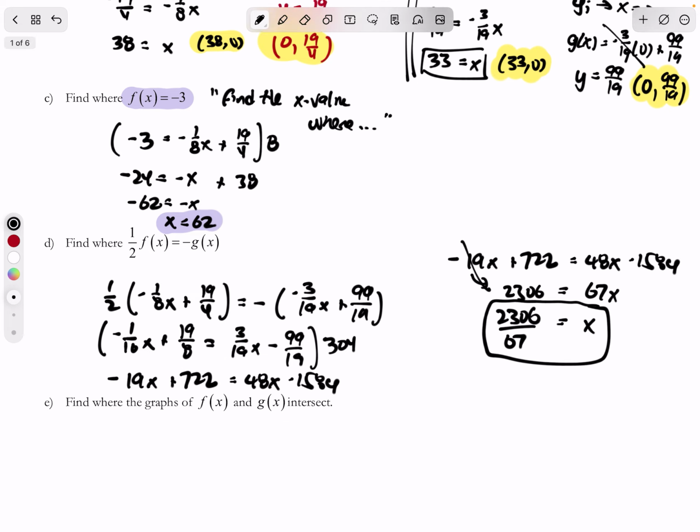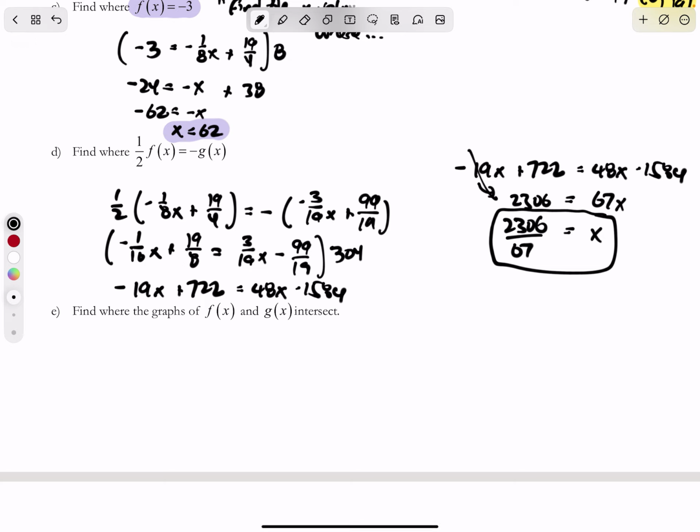Silly. Find where the graphs of f of x and g of x intersect. This one's a little bit different because if you remember when we solved equations, we're talking about where graphs intersect. Not only do I need an x, but I also need a y value. This one has a decent answer. It's not going to be a bad one. So I'm going to set literally f of x equals g of x like we did in the last unit when we did functions, systems.